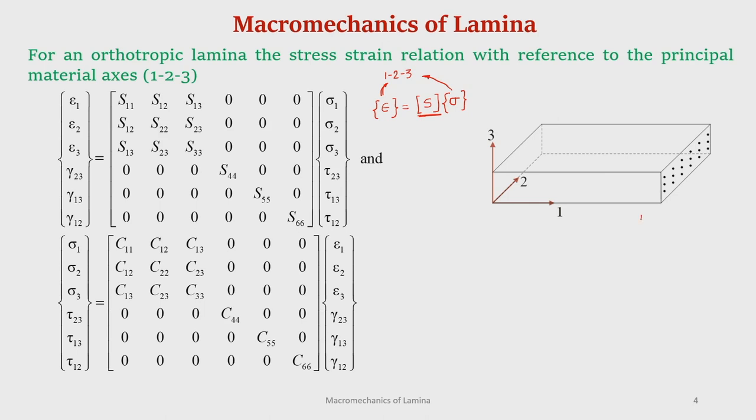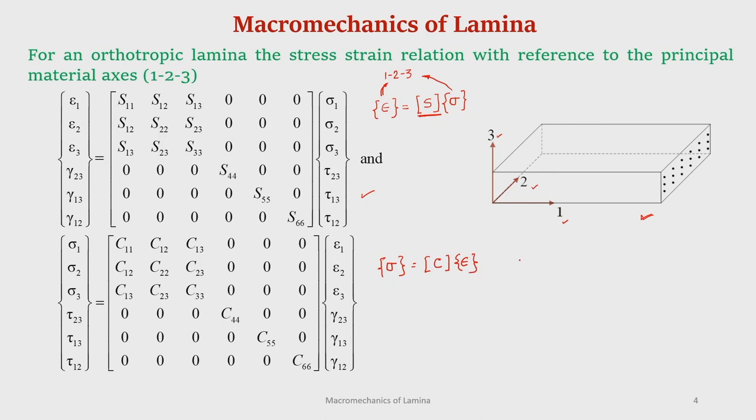that if this is a lamina, of course the thickness is exaggerated, the lamina thickness is much less compared to its lateral dimension, but just to show that it is a unidirectional lamina, see this: 1, 2, and 3 are the directions of orthotropy, three mutually perpendicular planes of material property symmetry. We can relate the stresses and strains with respect to 1, 2, 3 by this compliance matrix, or if we take the inverse of this, it is nothing but the stiffness matrix.